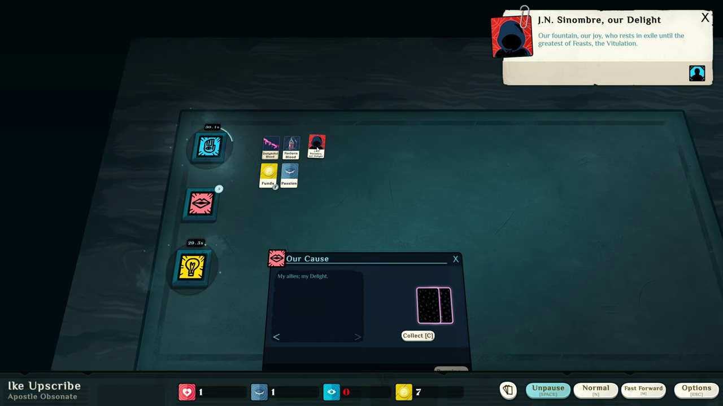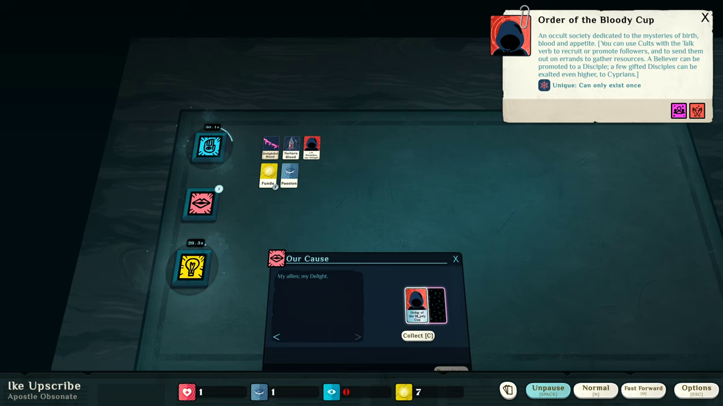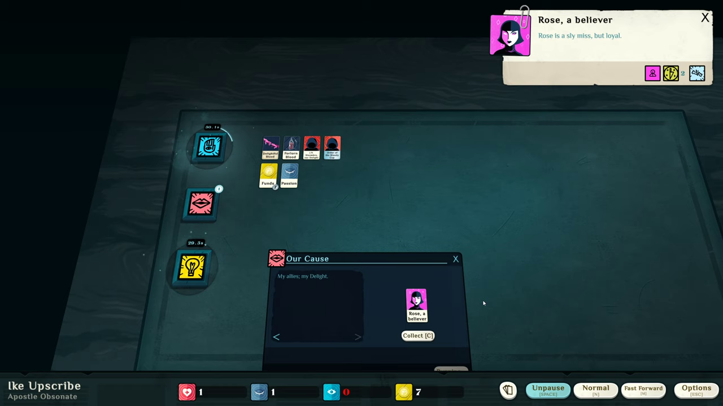The Order of the Bloody Cup, an occult society dedicated to the mysteries of birth, blood, and appetite. You can use cults with the talk verb to recruit or promote followers, to send them out on errands, to gather resources. A believer can be promoted to a disciple. A few gifted disciples can be exalted even higher to Cyprians. And finally, we start with Rose, who is a believer.